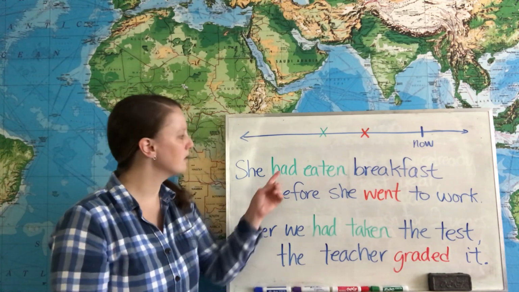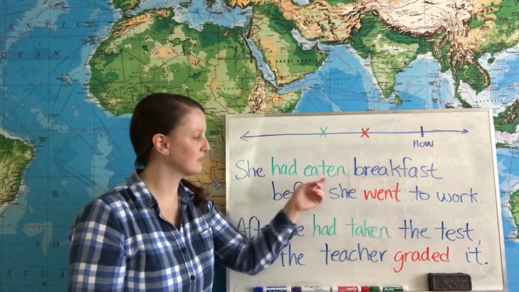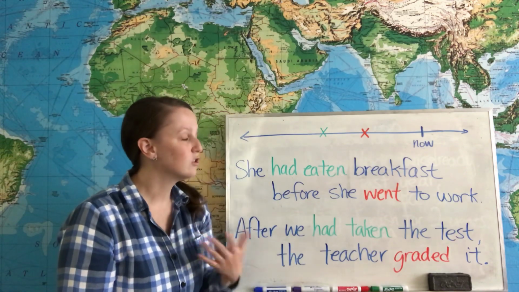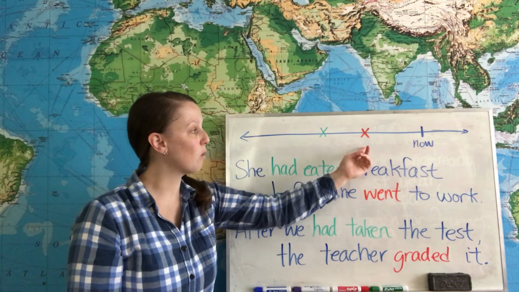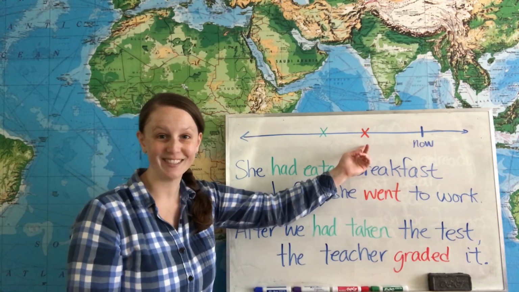So again, we use the had and the past participle of the verb to show a completed action in the past before another completed action in the past.